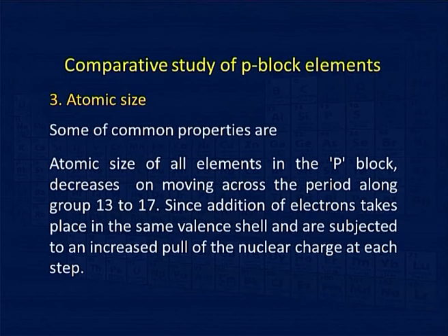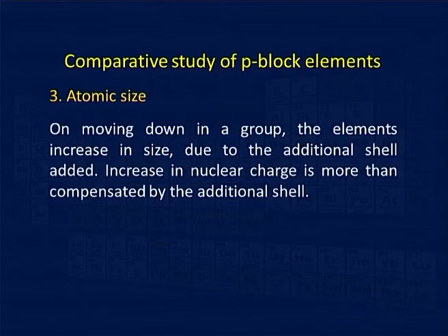It is due to the addition of electrons in the same valence shell, which is subjected to an increased pull of the nuclear charge at each step. That is why the size decreases. In the other direction, moving from top to bottom along the group, the elements increase in size due to the additional shell getting added. The increase in the nuclear charge is more than compensated by the additional shell.